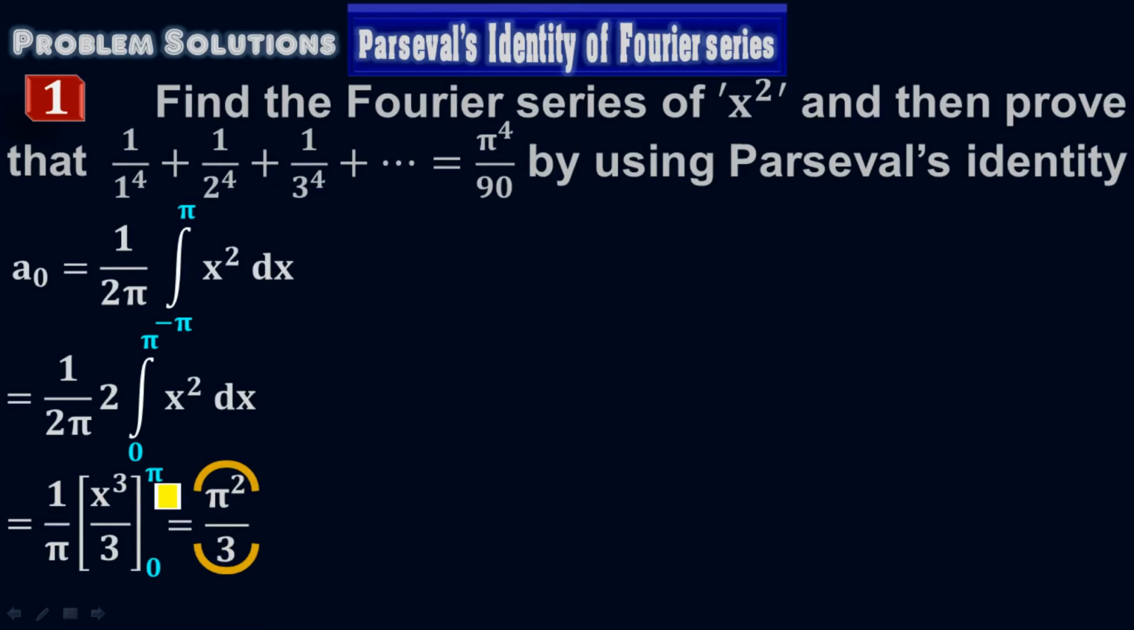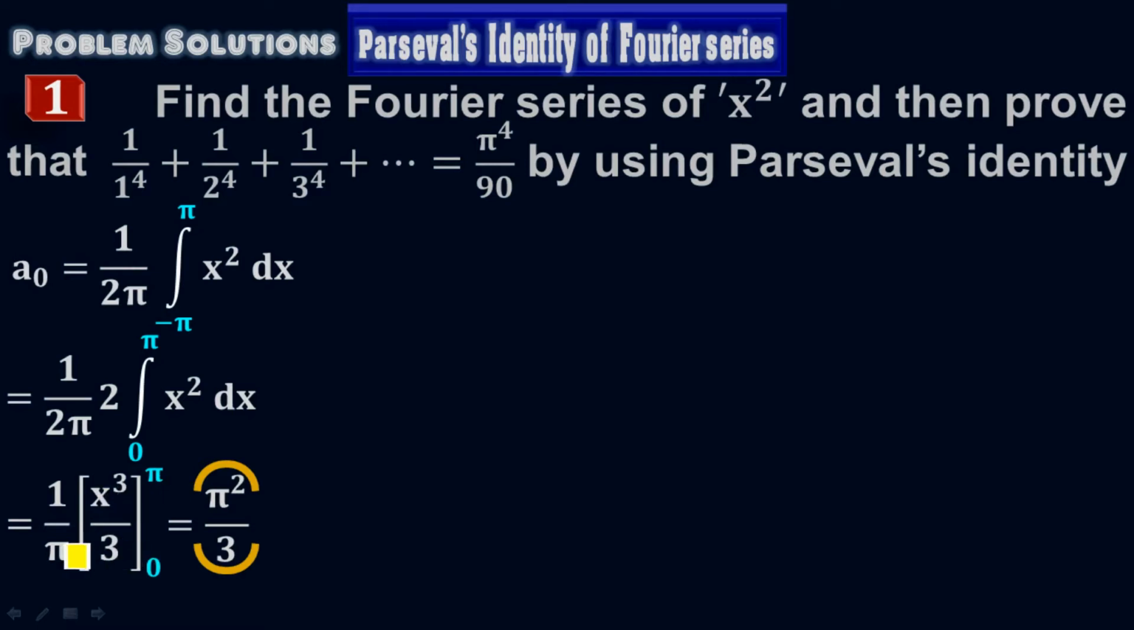Look, by applying the upper limit, x cubed will become pi cubed. So you will have pi cubed over 3 and then minus the lower limit. So x cubed will be 0 cubed. 0 cubed is 0, so 0 over 3 will be 0. For the lower limit, the function is 0. For the upper limit, you will have pi cubed over 3.